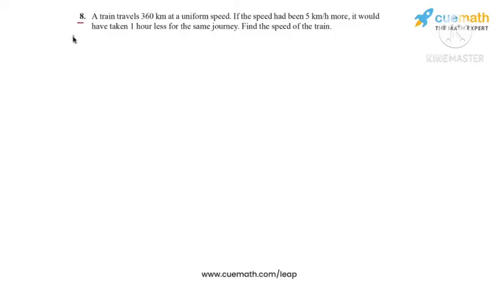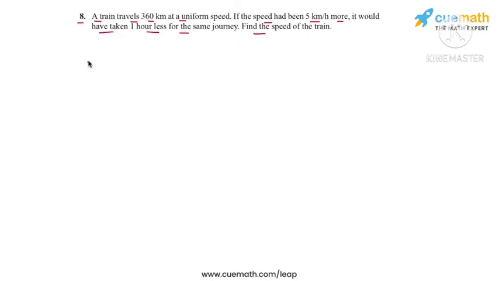Question 8 of this exercise. The problem statement says a train travels 360 kilometers at a uniform speed. If the speed had been 5 kilometers per hour more, it would have taken 1 hour less for the same journey. Find the speed of the train.